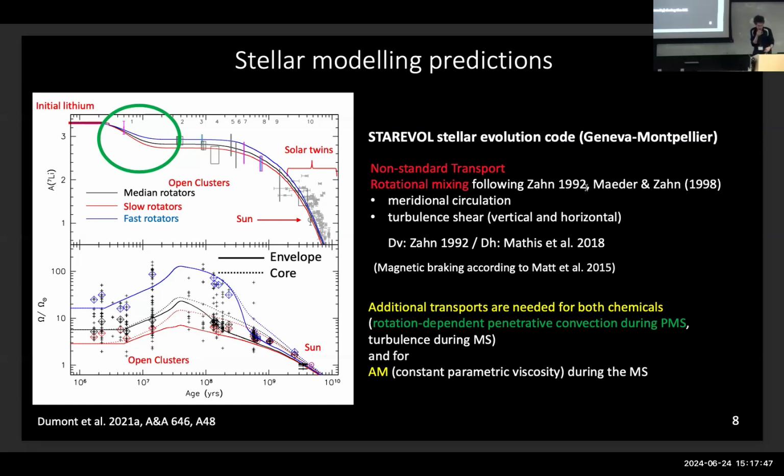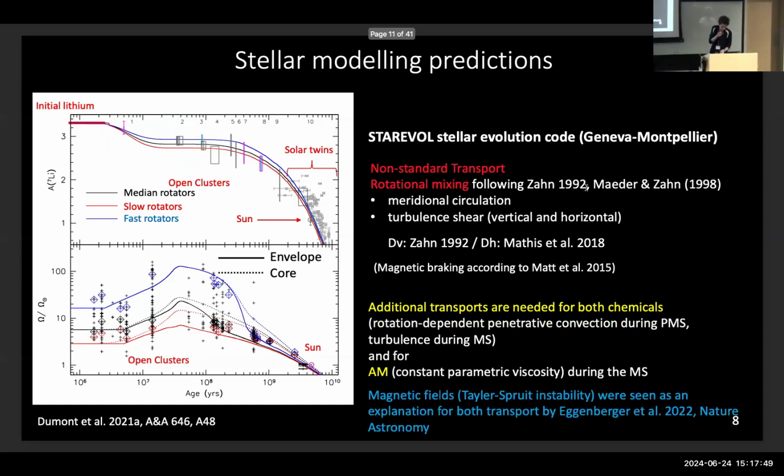So that is very good. And here I can mention that similar models were done by Eggenberger et al. using some magnetic field instability, and they obtained similar results. Because the thing here is always to identify which process is at the origin of all of that.